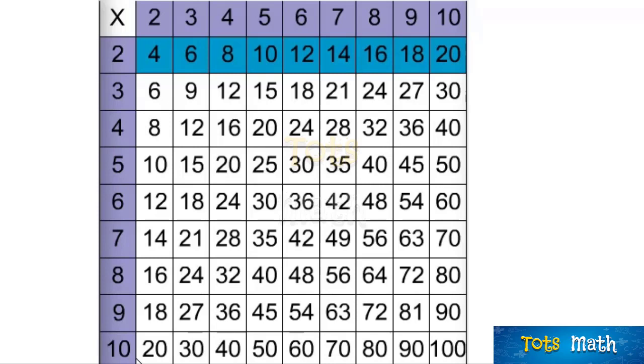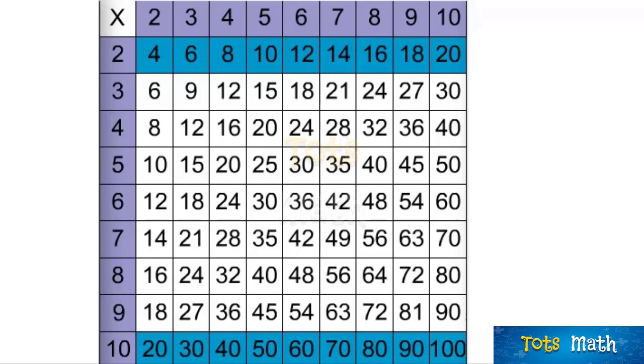I also think it's pretty easy to learn the 10 times table because, as you can see, 10 times 2 is 20. 10 times 3 is 30. All we're doing is putting a 0 after the number we're multiplying by. So 10 times 4 would give us 40, then 50, 60, and so on. So the 2's and the 10's are pretty easy to learn.